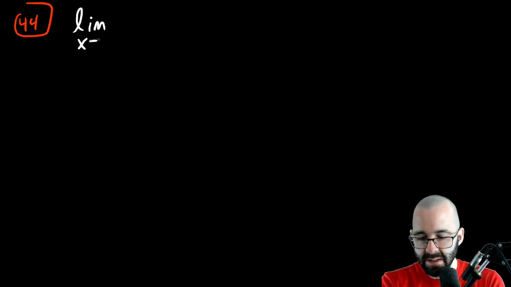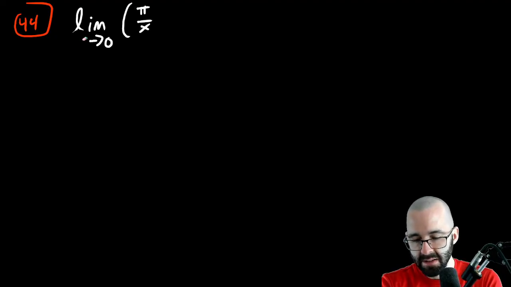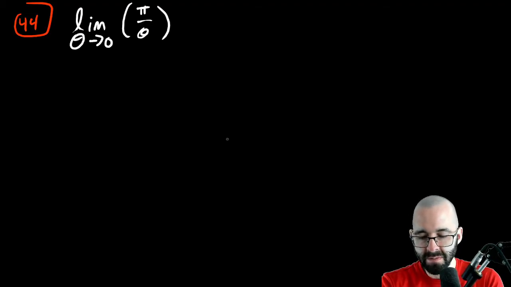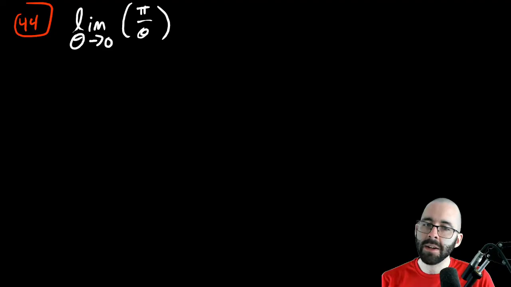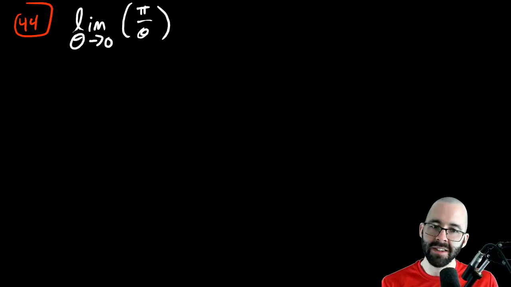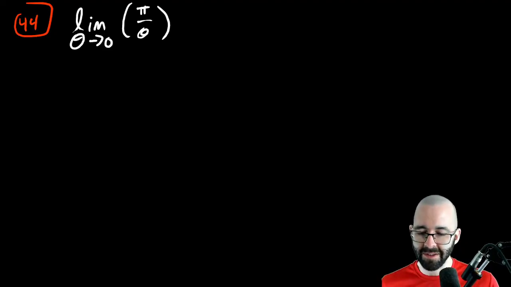The limit as x goes to 0 of pi divided by x. Oh, it's theta. Not a big difference, but it is a difference. Use the variables that you were given. So we should know a little bit about what to expect here based on the example from the videos, but I don't want to spoil it.